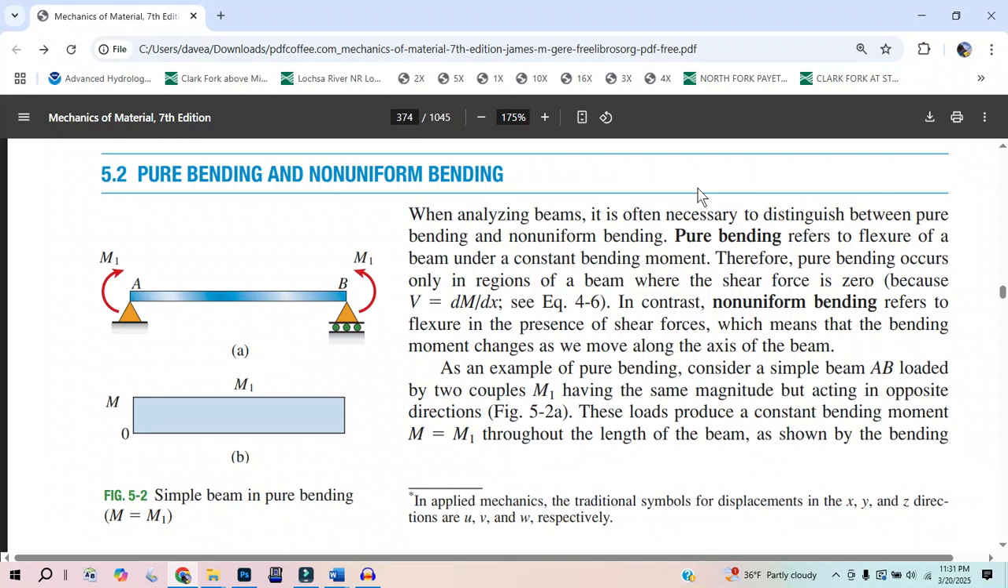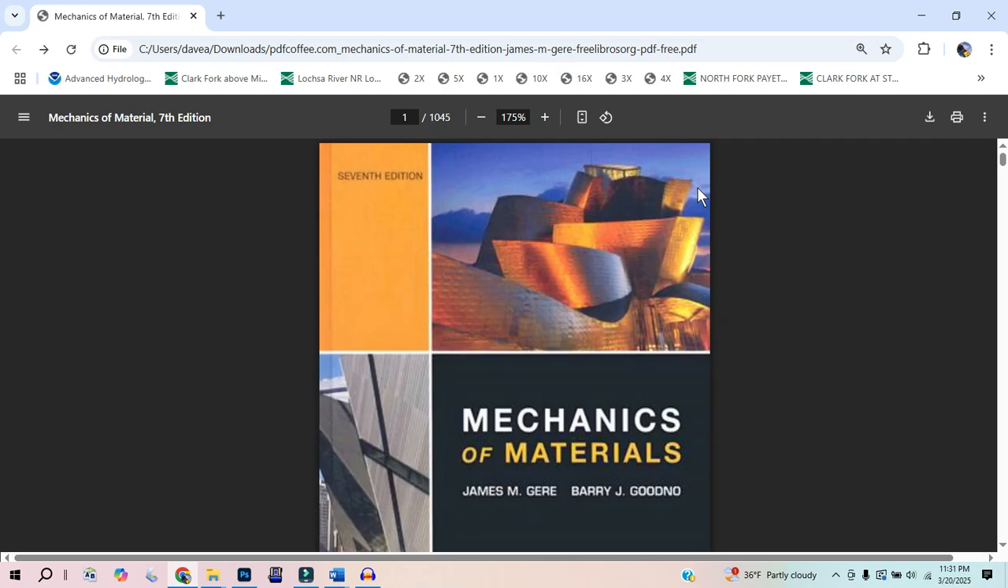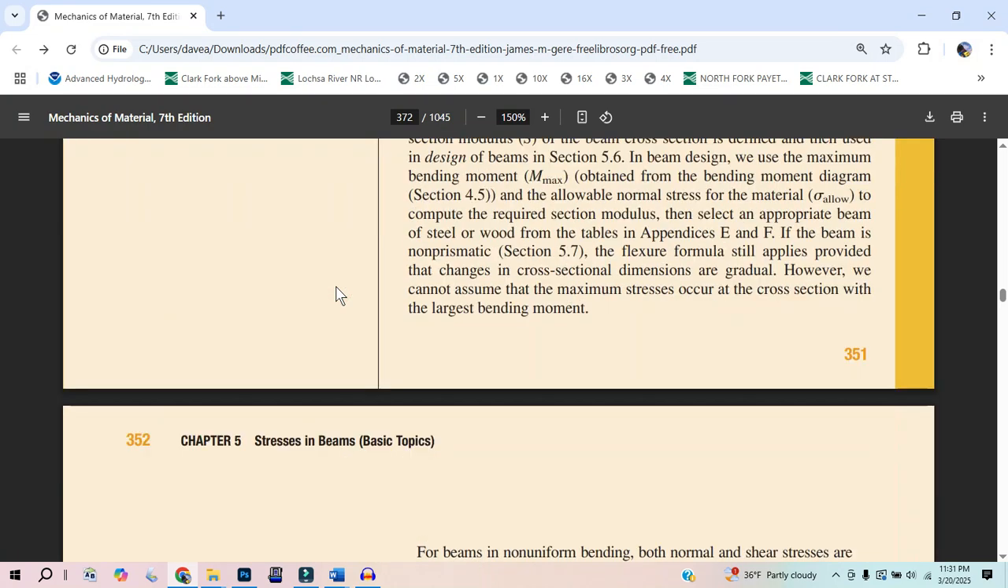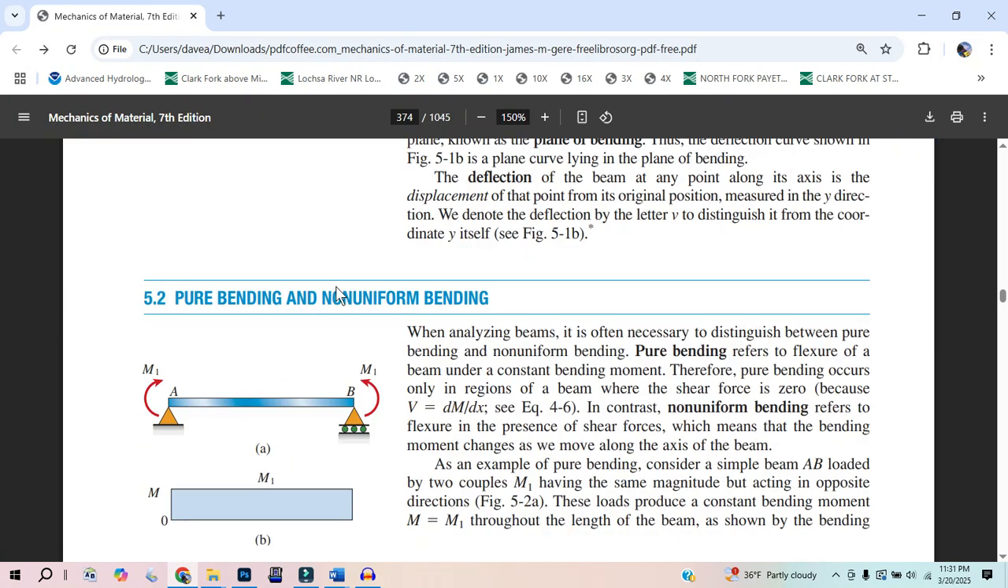All right, hell yeah. So we're reading textbooks. This is beam bending, section 5.2. So let's go to the beginning of this book. We got Mechanics of Materials, James M. Gere. Hell yeah. So 371. And booyah. So let's check this out.